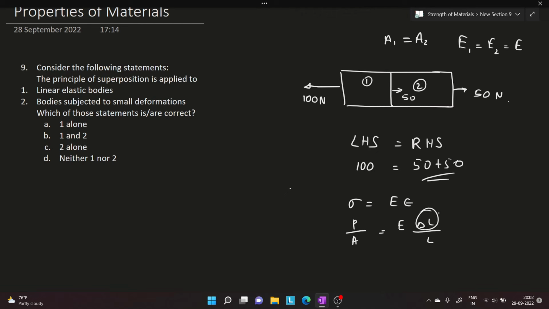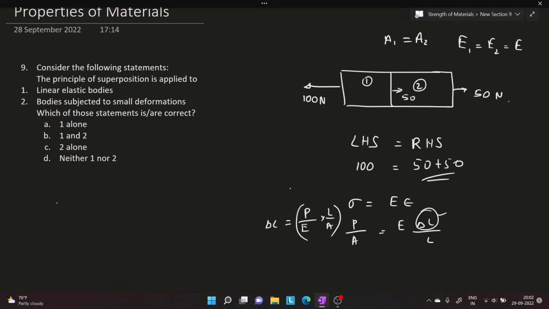So usually the problem would be given for delta L, so I'm going to write delta L would be equal to P by E into L by A, right? So if I apply these kind of formulas, I'm going to solve the problem. So let's see how exactly I solve the problem.